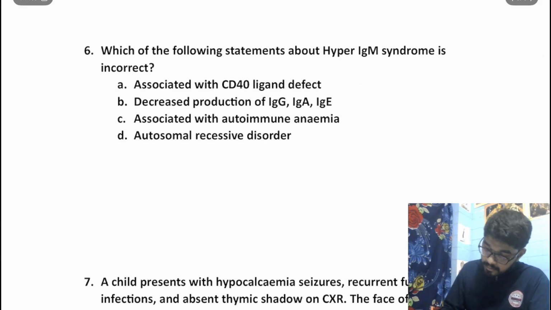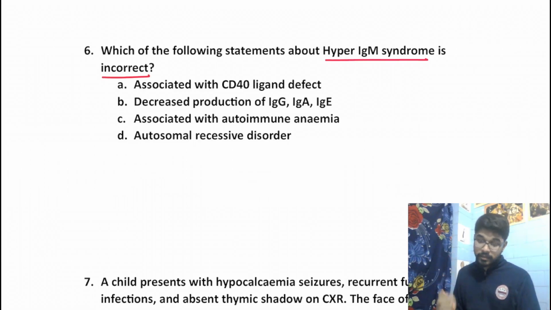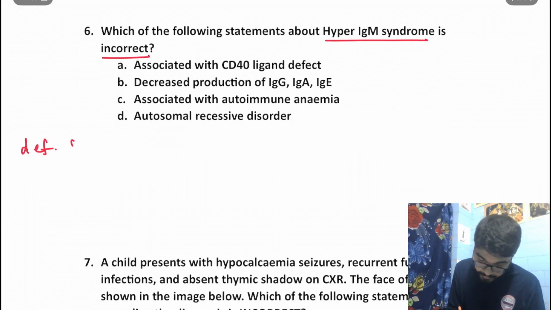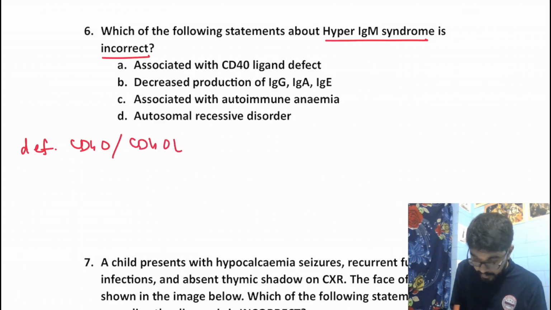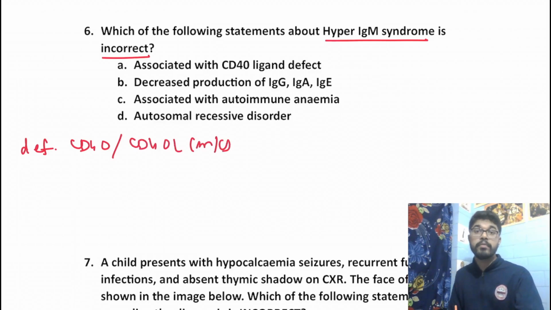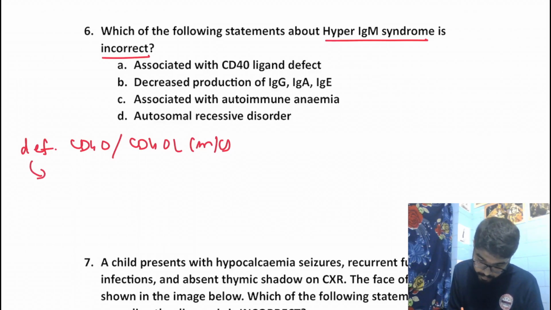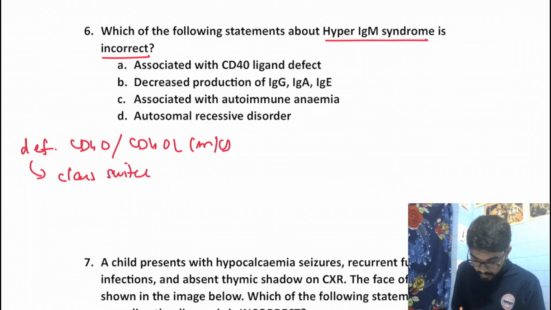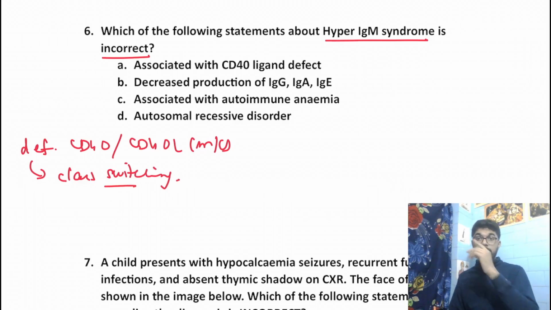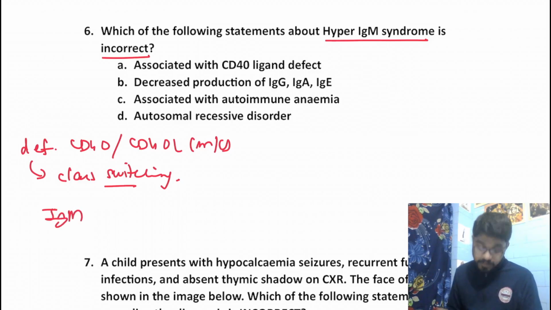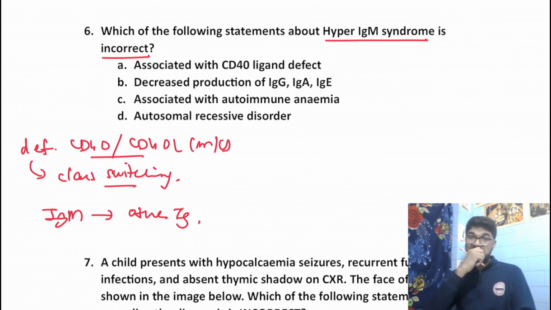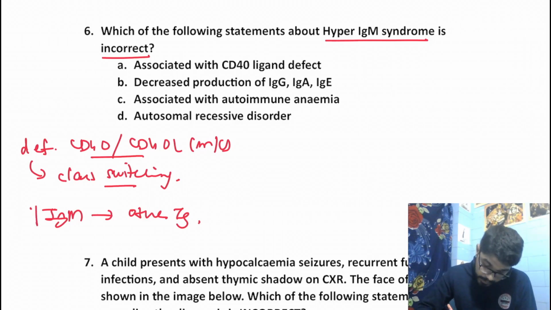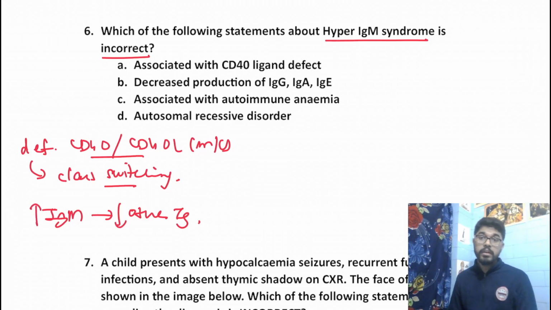Which of the following statements about hyper IgM syndrome is incorrect? Now remember that hyper IgM syndrome is due to defective CD40 or defective CD40 ligand. CD40 ligand is more common than CD40 involvement. Now the CD40 and CD40 ligand interaction is responsible for class switching of immunoglobulin. Remember that when immunoglobulins are produced, the first immunoglobulin that is produced is IgM. And then there is class switching and conversion into the other immunoglobulins. So whenever there is a defect over here, the class switching will be absent. So there will be increased production of IgM and decreased production of the other immunoglobulins.